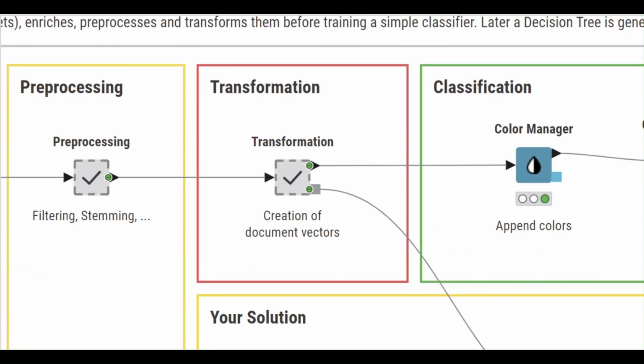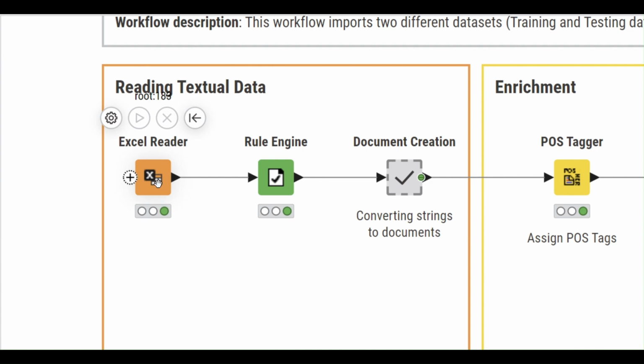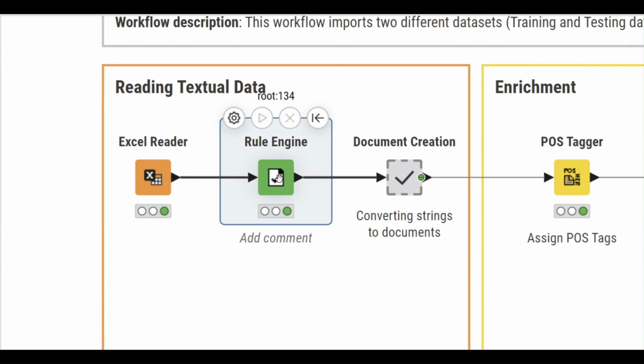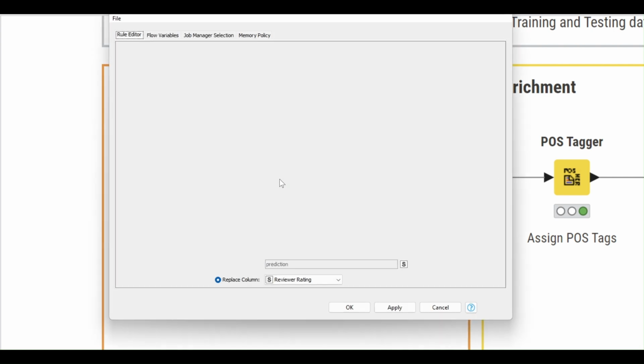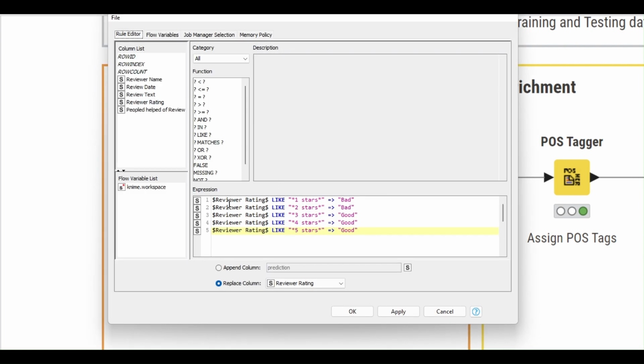Here, as you can see, the first step is the Excel reader, where this node is used to read the Excel file which we have already extracted from the data scraper. Next, we added a new node called Rule Engine. In Rule Engine, we converted the reviewer rating column into a category based column like good or bad. If the text contains 1 star or 2 stars, it is categorized as bad. If it has 3 stars, 4 stars or 5 stars, it is categorized as good. So in the review ratings column, you can see only two values, bad or good.